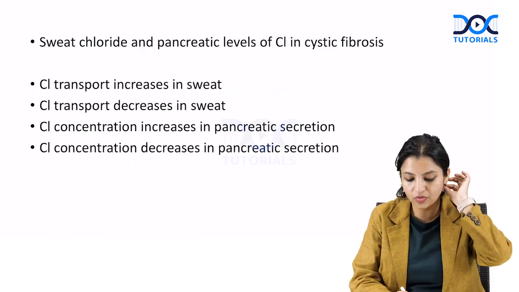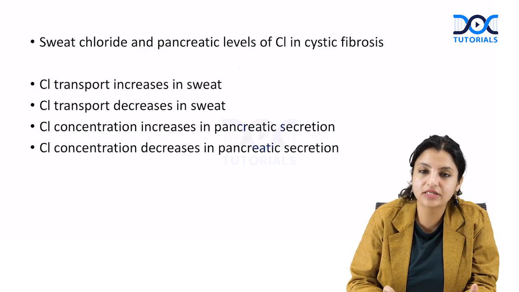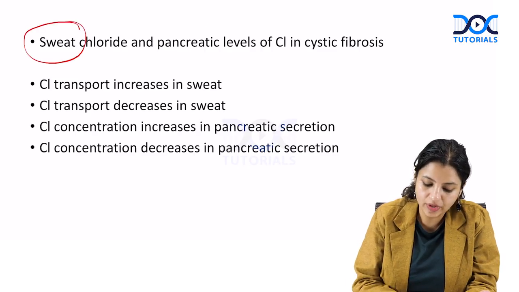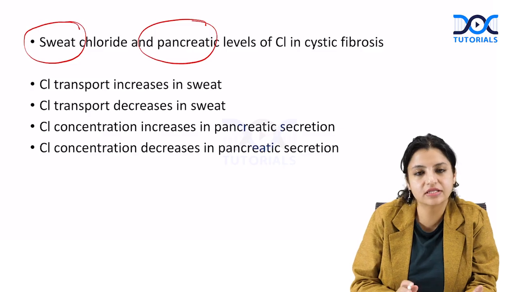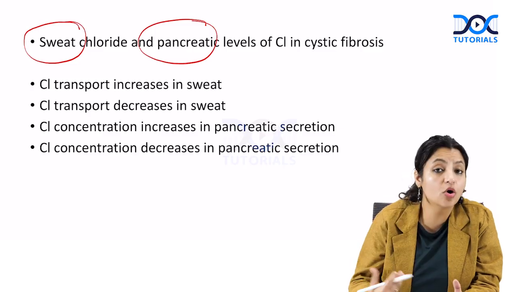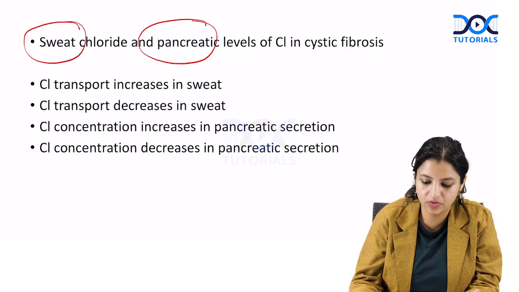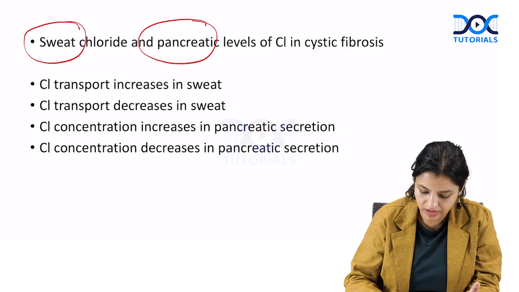So this is sweat chloride and pancreatic levels of chloride in cystic fibrosis. What are they? Basically they want to know the sweat and the pancreatic levels in cystic fibrosis. The options might be different in your exams, but your concepts should always be the same. So whenever we are looking at cystic fibrosis, some things should be very, very clear.